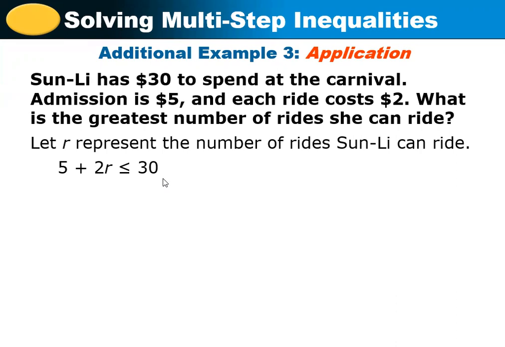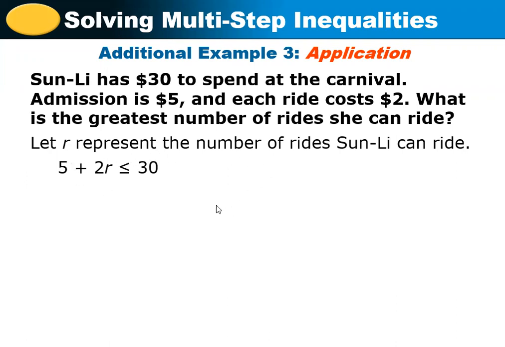Because her budget at the beginning was 30, she can't take more. If you have in your pocket $30 and you want to buy something, then you have to buy 30 or less. And this is the same idea. She decided to spend $30 at the carnival. The admission is 5, so she has to pay $5. And each time she rides, the cost is $2. Then we are going to form the inequality.